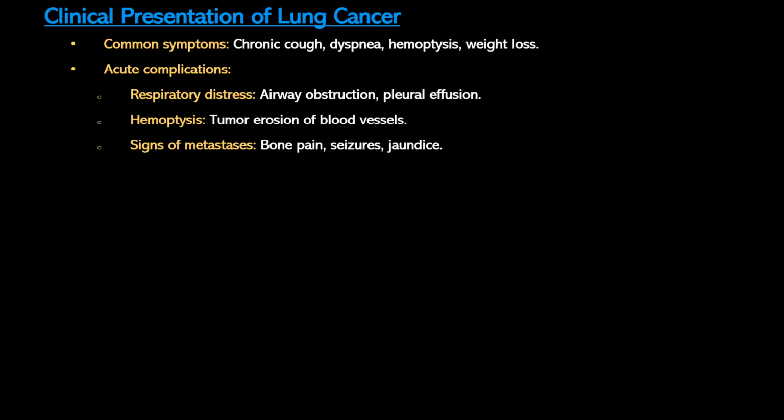Patients with lung cancer commonly experience chronic cough, shortness of breath, chest pain, hemoptysis, and unintentional weight loss. In advanced stages, acute complications can arise, such as respiratory distress from airway obstruction or pleural effusion. Significant hemoptysis may occur if the tumor erodes into blood vessels. Metastasis can cause additional symptoms like bone pain, seizures, or jaundice, depending on the affected organ.